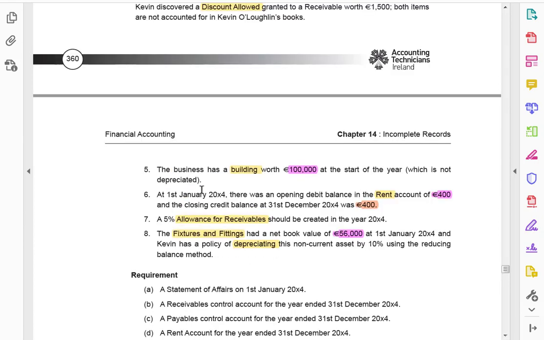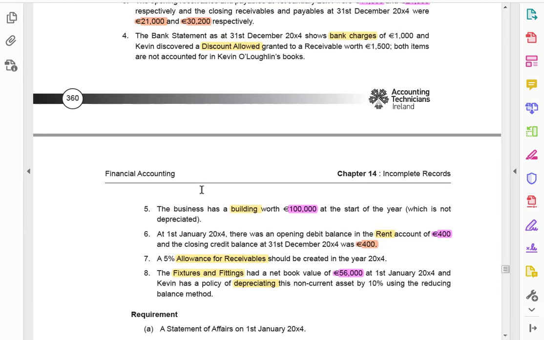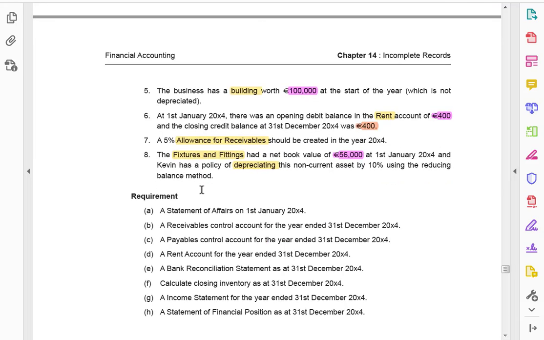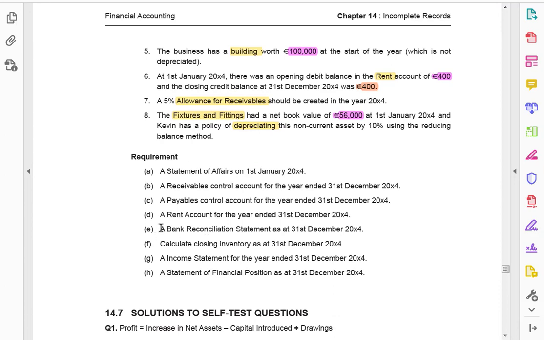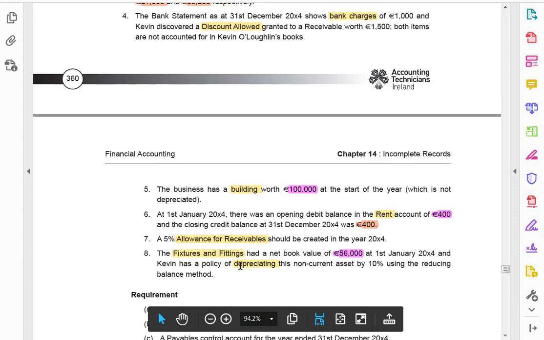You will be able to see in sample paper 1, question 2, how it could come to you as a 10-mark question, in which case they might ask you to do, for example, a receivables and a payables control account, or they might ask you to calculate the total value of sales, something along those lines. But here we've got a full 20-mark question, I would say.